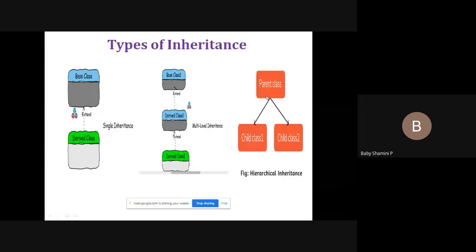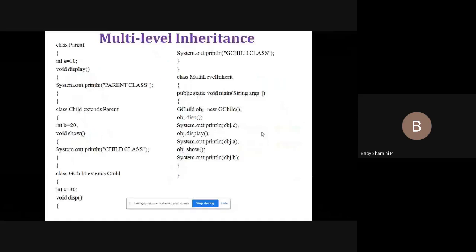Next is hierarchical inheritance. In hierarchical inheritance, there is a parent class and one or more child classes. Each and every child class contains its own properties and also its parent's properties. First is multi-level inheritance, so I am directly demonstrating the multi-level inheritance program.